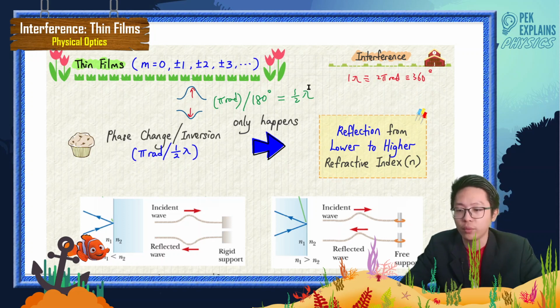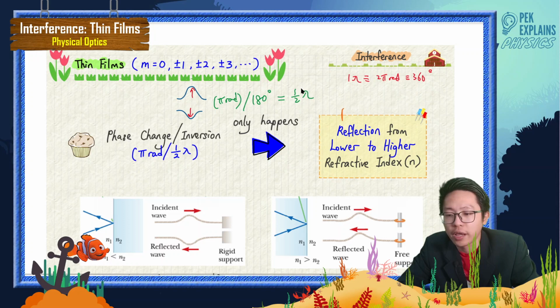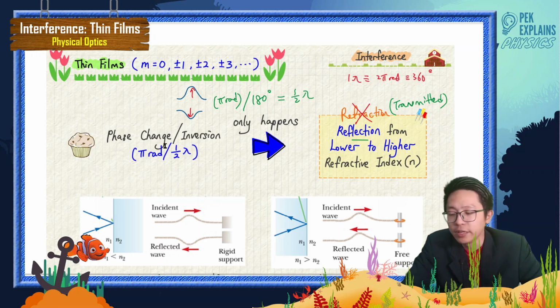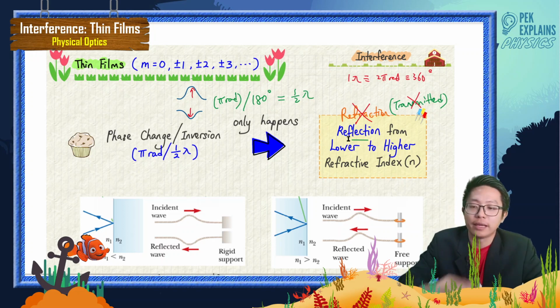We have two: we have reflection and refraction. Refraction means the light is transmitted. This one for refraction is the transmitted light. For reflection, it is the reflected light. But this phase change never happens in the transmitted light. Never happens in the transmitted light. It only happens during reflection, the reflected light.